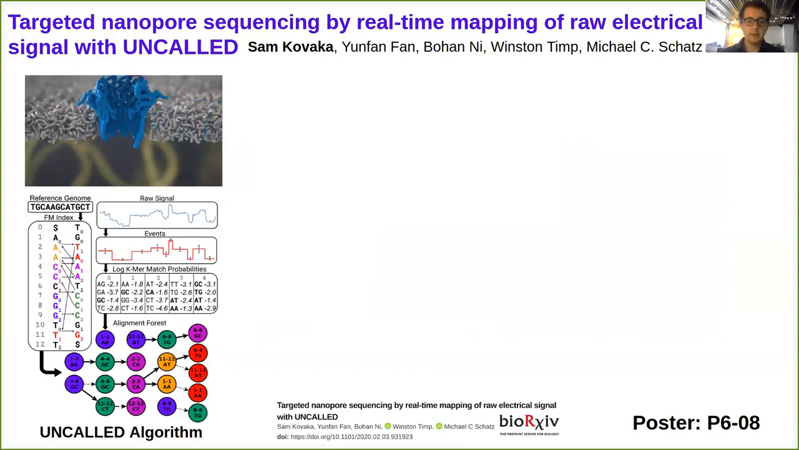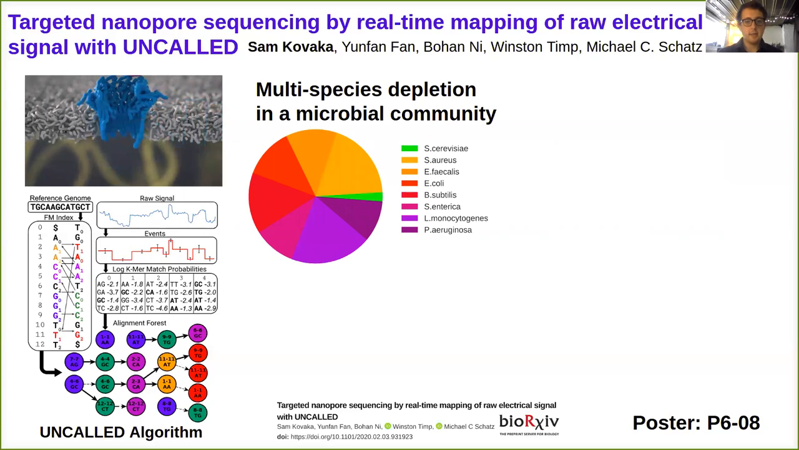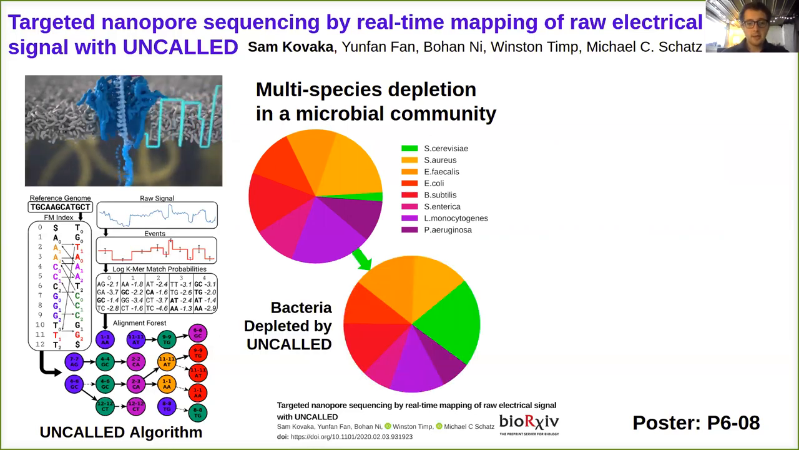To address this, we've developed Uncalled, which is a streaming algorithm that rapidly maps raw nanopore signal to DNA references and can use these mappings to make read-until decisions to enrich or deplete for your target sequence. For our first example, we look at this ZymoMock microbial community, which contains 7 bacteria and 1 fungus. We map to a reference containing all of the bacteria, and we eject any reads that map, which enriches the fungal sequence by over 4-fold, bringing us from about 20x coverage in a control to over 100x coverage using Uncalled.